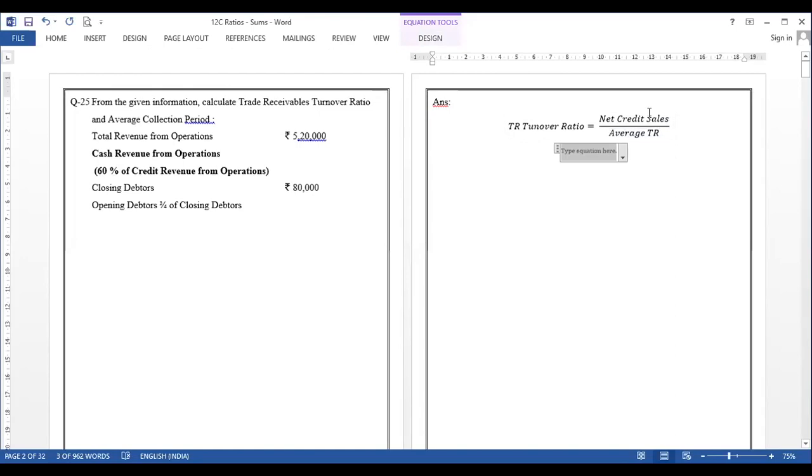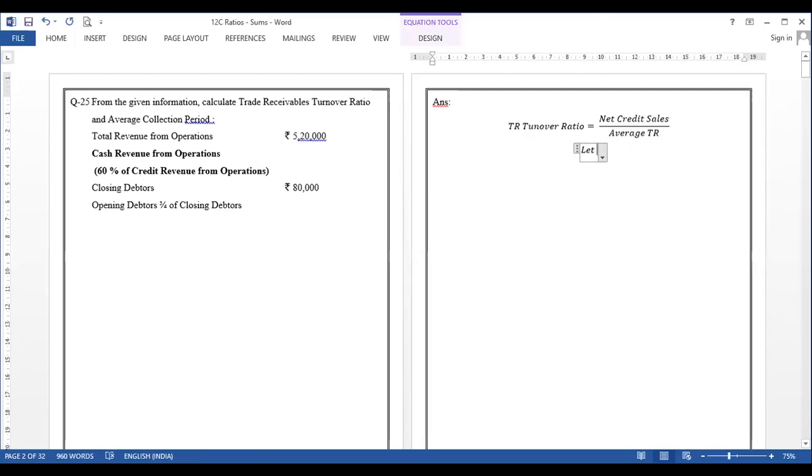Total revenue from operation is given 5,20,000. Cash revenue from operation is 60% of credit. Okay. Closing debtors is 80,000. Opening is 3/4 of closing. So that average can be made. But how to get credit revenue from operations?